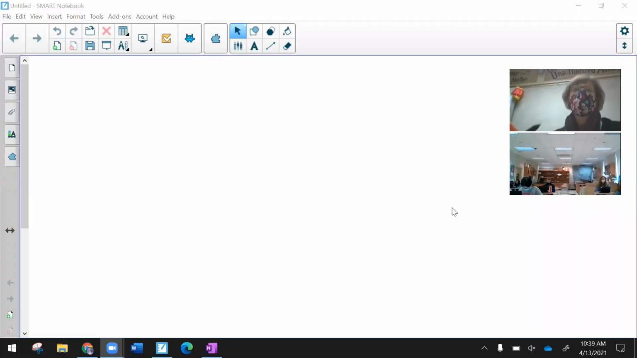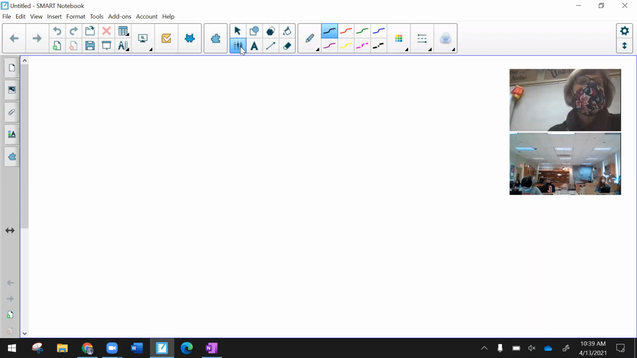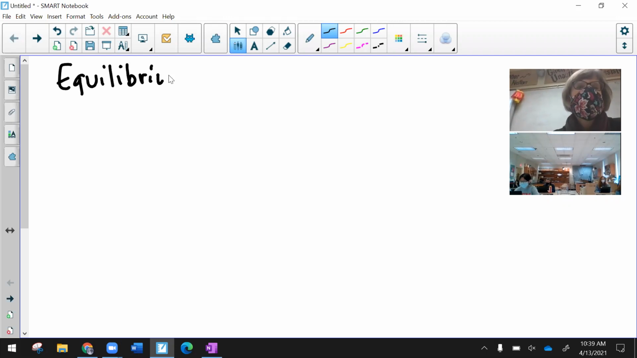And this last section, this last chapter that we're talking about, is about equilibrium. We can have two different kinds of equilibrium: static equilibrium and dynamic equilibrium, okay? Static equilibrium has to do with objects that stay still, and dynamic equilibrium are objects that are moving. But the whole idea of equilibrium means that the net forces and the net torques on the object are zero.